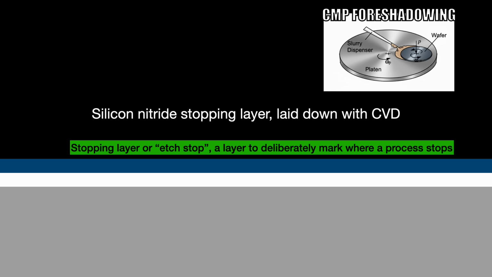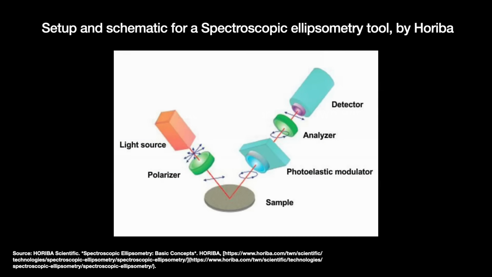Once deposited, the layers are checked for thickness using a method called spectroscopic ellipsometry.